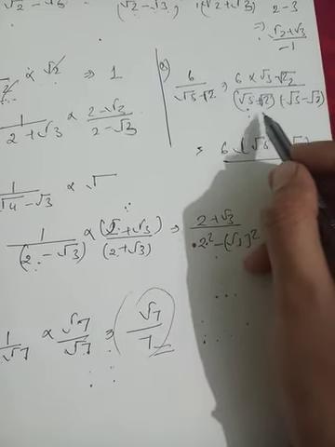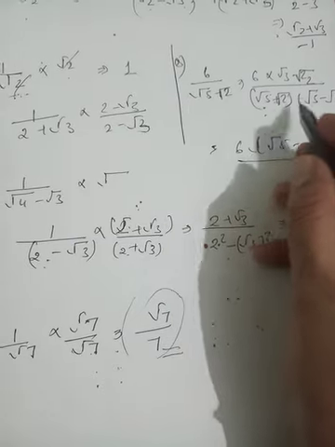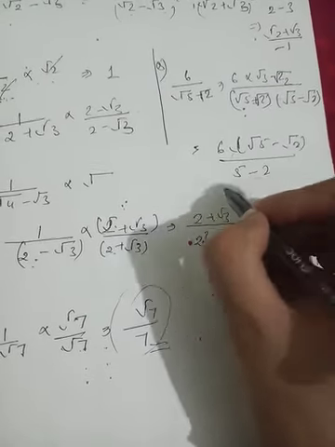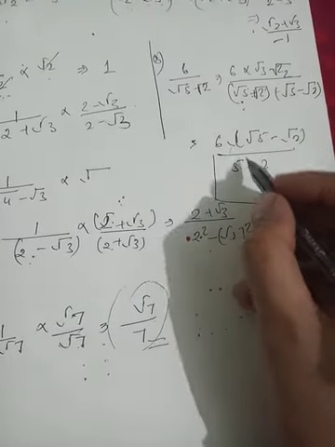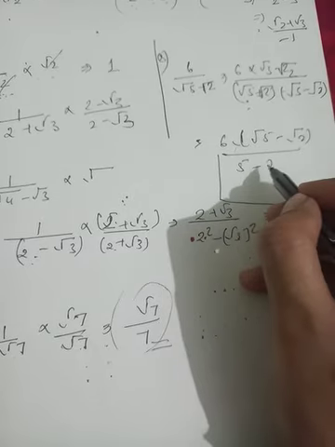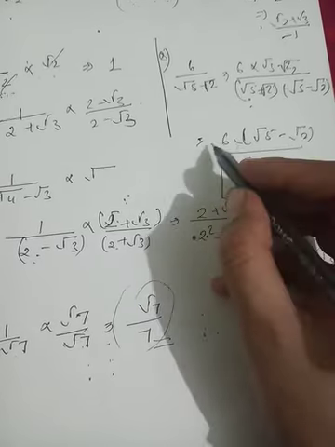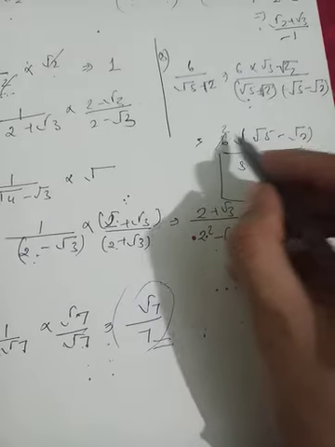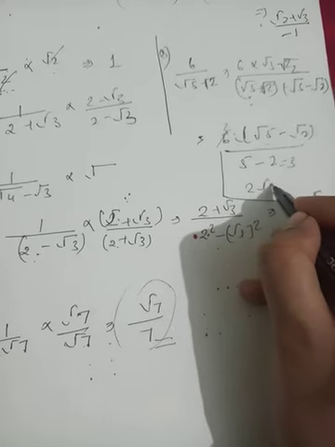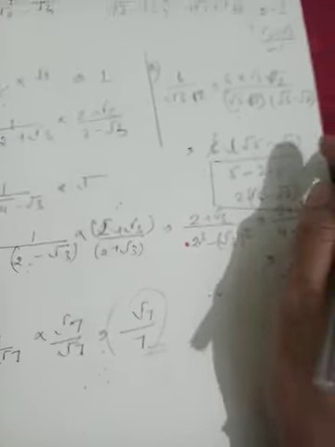Using (a plus b)(a minus b) equals a square minus b square, we get root 5 square, that is 5, minus root 2 square, that is 2. So the denominator gives 3. Cancel out this 3 by the 6, 3 twos are 6, so the answer is 2 root 5 minus root 2.